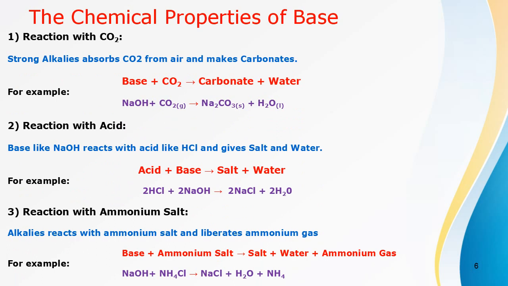Reaction with ammonium salt. Alkalis react with ammonium salt and liberate ammonia gas. Here NaOH plus NH4Cl will give you NaCl plus H2O plus NH3, which is ammonia gas.